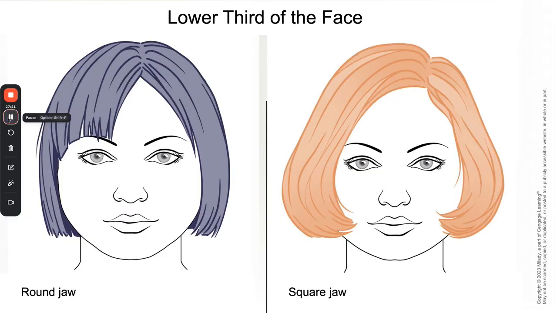All right, so next we have the lower third of the face. So here we're going to be observing the chin and the jaw area. So analyzing the lower third of the face involves determining the considerations due to the shape of the jaw and the chin. So for your round clients, round face, round jaw, style considerations, it says to use straight lines at the jawline. Okay, straight lines.